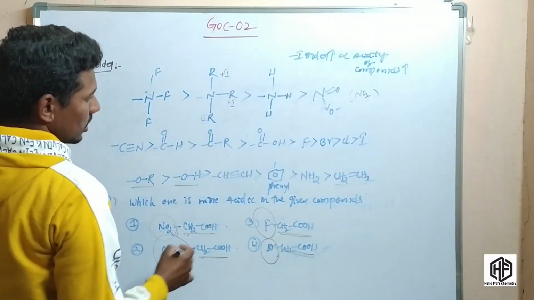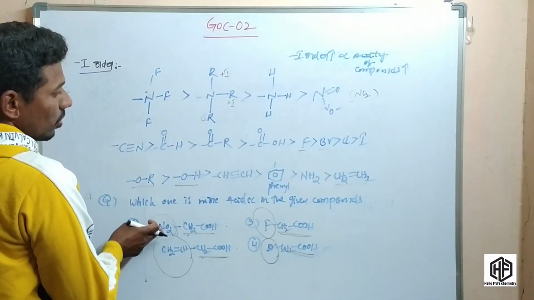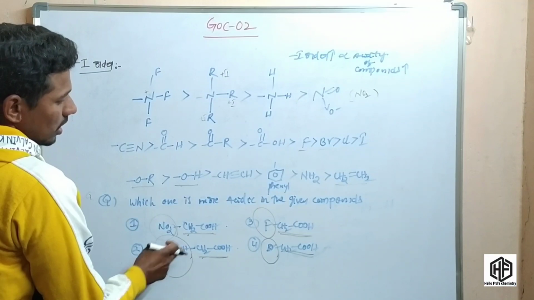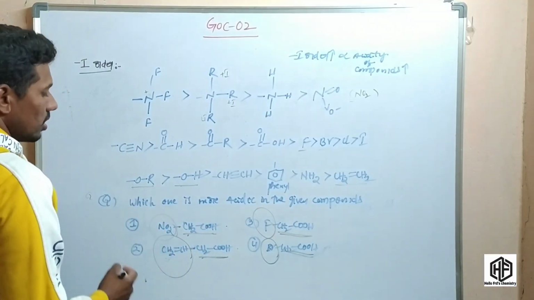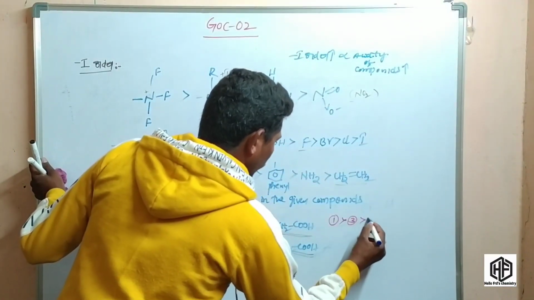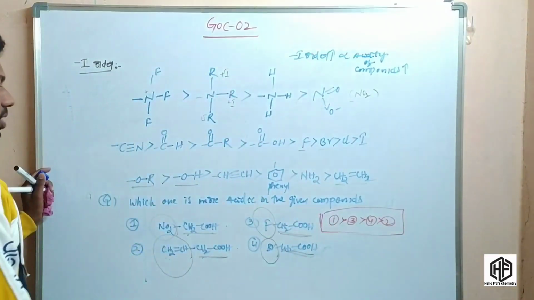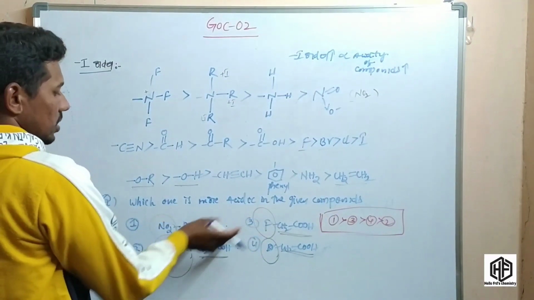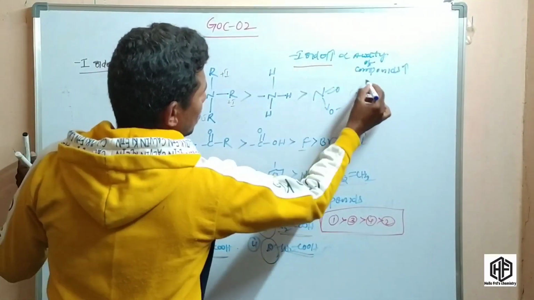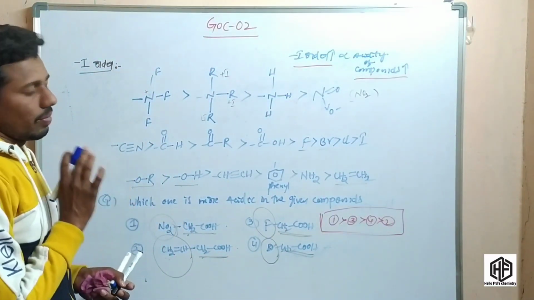Then the minus I order of bromine and fluorine. So this is the minus I order. Which one is more minus I order? NO2, then fluorine, then bromine, then CH2=CH. The acidic nature of these compounds: the first one is more acidic, then the third one, then the fourth one, then the second one. This is the acidic order of the given compounds. How do you say that? This acidic nature must depend on the minus I order. When the minus I order increases, the acidity of compounds increases.